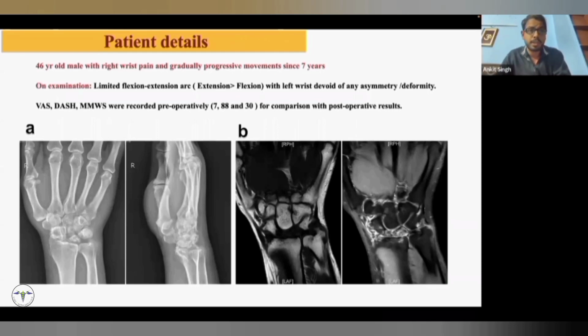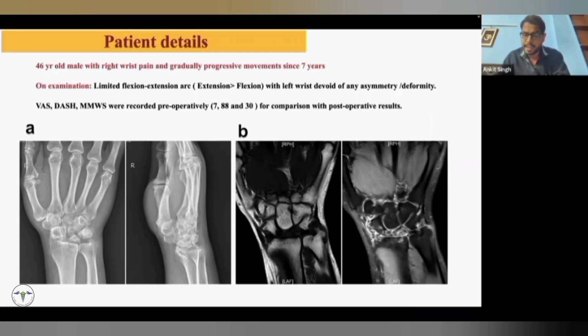the patient was a 46-year-old young male with a right wrist pain and a gradually progressive loss of movement since 7 years. On examination, there was a limited flexion extension arc with extension involved more than flexion. And the left wrist was devoid of any asymmetry or deformity. It was completely normal. Various scores were recorded, such as VAS score, DASH score, and the modified Mayo wrist scores for comparison with the post-operative results.